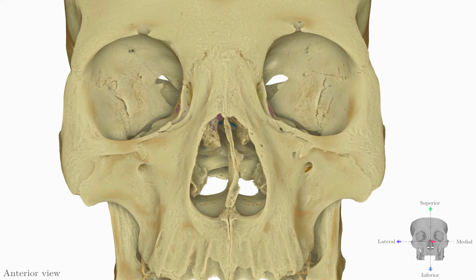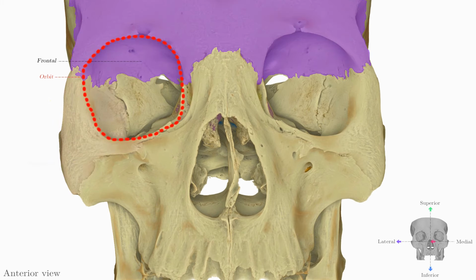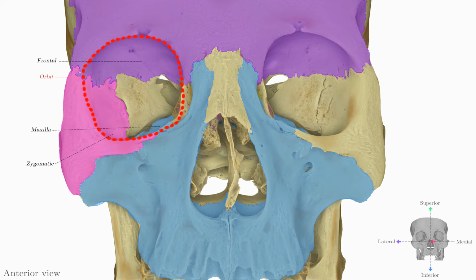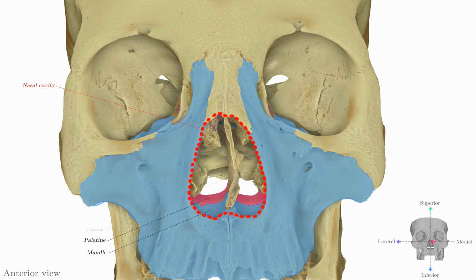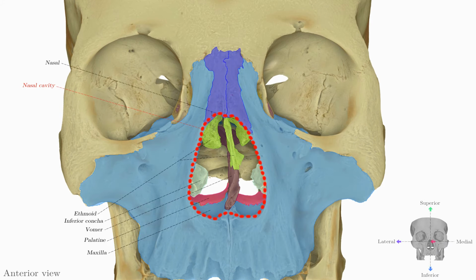Here you can see the bones forming the orbit, specifically the frontal, zygomatic, maxillar, lacrimal, ethmoid, sphenoid, and palatine bones. Note the bones visible within the nasal cavity: the maxilla, palatine, vomer, inferior concha, ethmoid, and nasal bones.